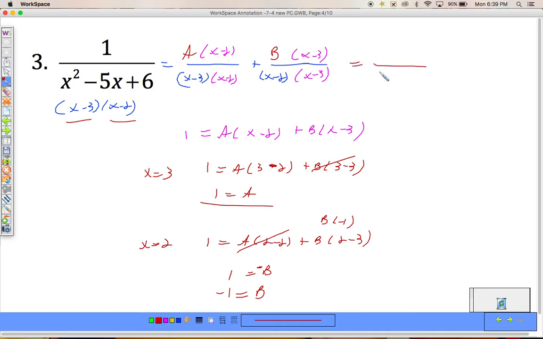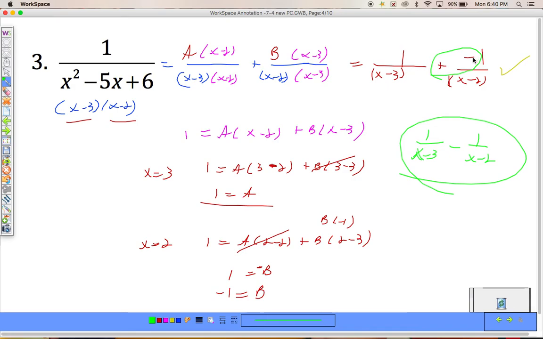All right, so I'm going to write x minus 3 plus x plus 2, or minus 2. My a value was 1. My b value was negative 1. All right, that's a good answer. I'm okay with that. But a better answer, we normally don't add a negative fraction. So I'm going to write it 1 over x minus 3 minus 1 over x minus 2. And that's probably the best answer. That plus a minus fraction, make it a minus between the two.